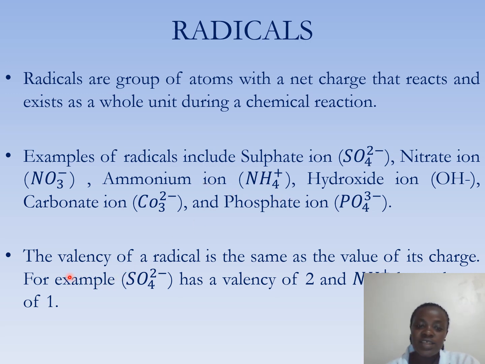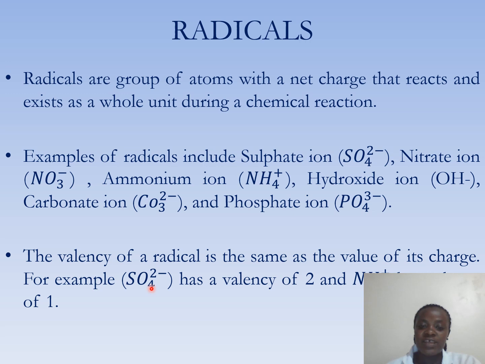So those are radicals. Then the valency of a radical is the same as the value of its charge. For example, the charge of sulfate is 2 negative. So sulfate has a valency of 2. Again, for the ammonium ion, you can see that it has a positive 1 charge. Therefore, its valency is 1. So that is how we check for the valency of radicals from their charge.